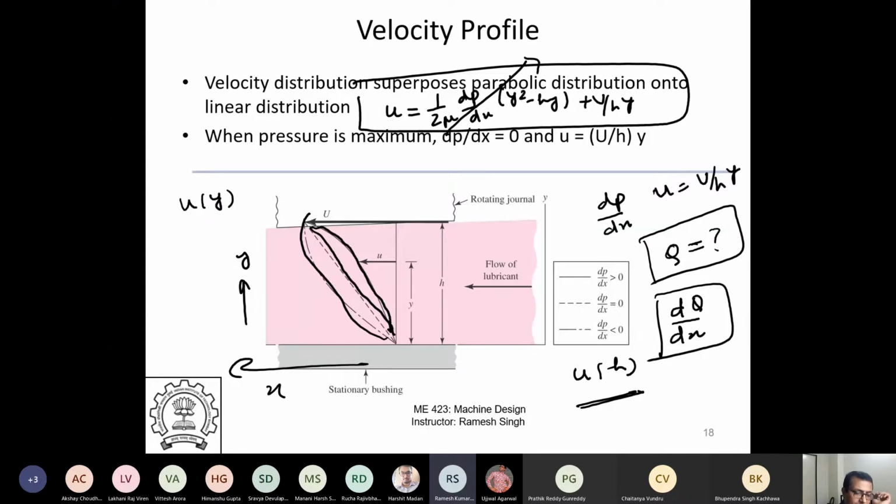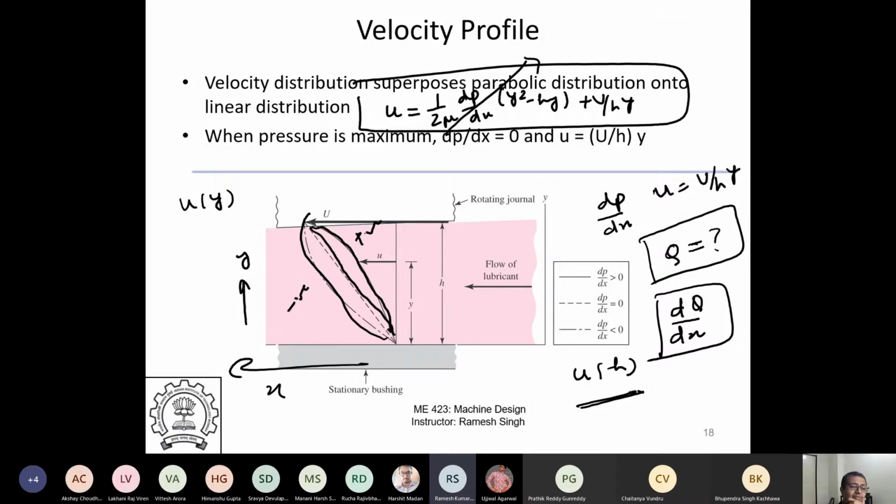Let me just delete it. It looks like this, so this is the negative gradient, and this is the other way around. So this is the positive gradient, and this is the negative gradient, and this is how the distribution of u would look. Now, why did we find u?